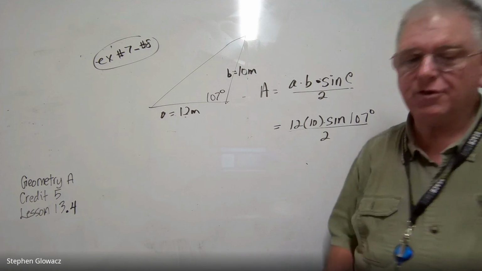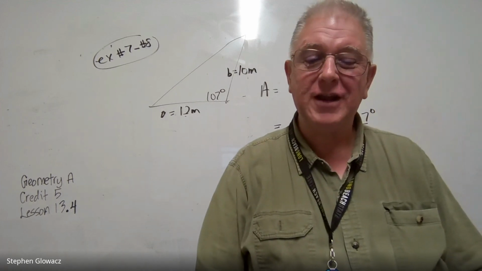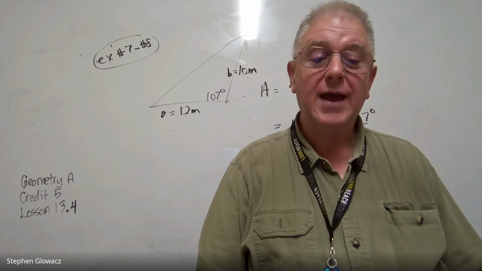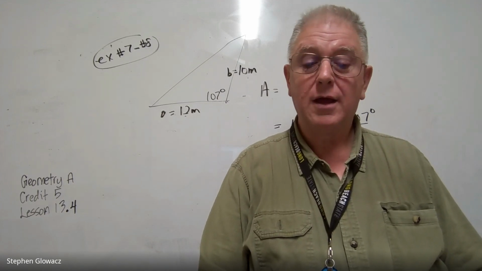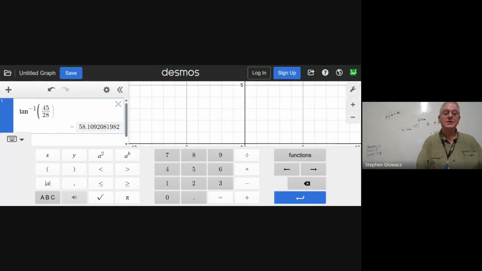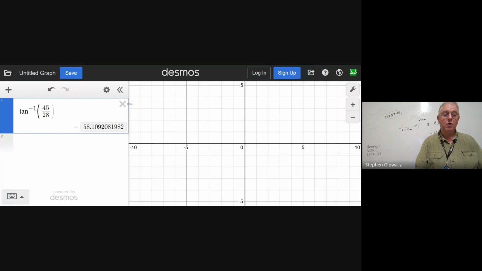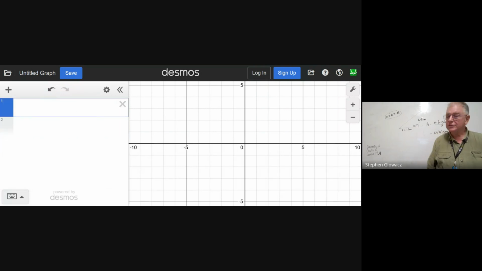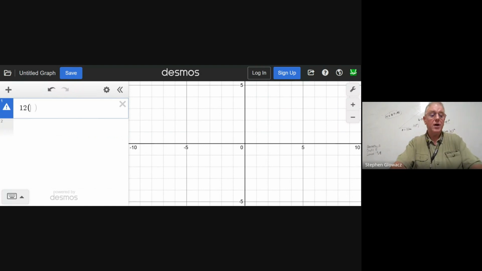And we are going to substitute it into Desmos. So let's go ahead and do that. And there we go, Desmos is up. Let's go over to the Desmos window, and let's lower the keyboard, get rid of that. All right, so we're going to type that in: 12 times 10 times the sine of 107, and then divided by 2.